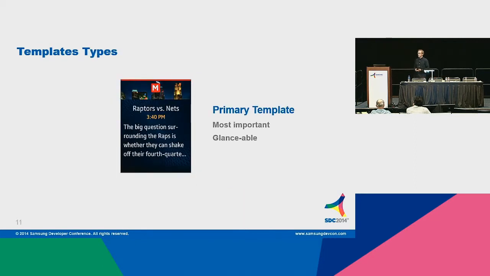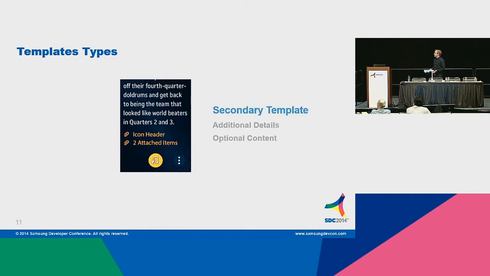So there are 2 template types, primary templates and secondary templates. The primary template is required for a rich notification. You need to have a primary template. This is the most important one, and this is the one that you should try and make glanceable. It should quickly give the user information about what this is about so that they can make a decision on if they want to interact further with this. The secondary template, it's optional, but it's a great way for you to give additional information about your notifications.